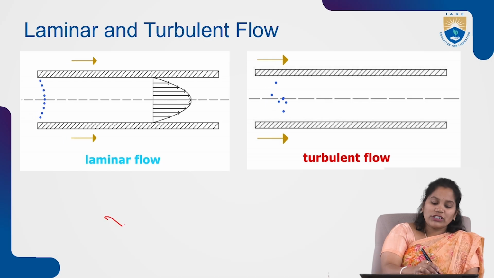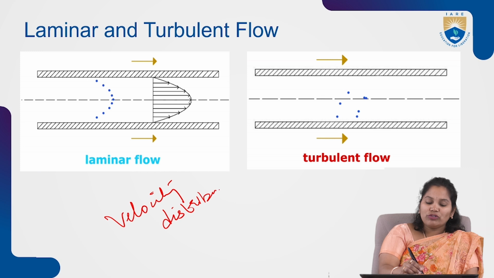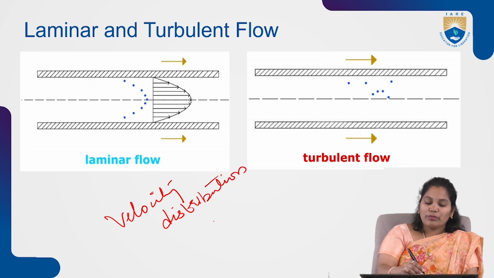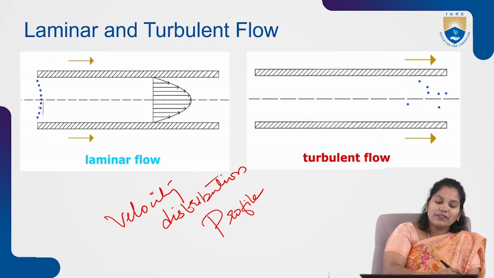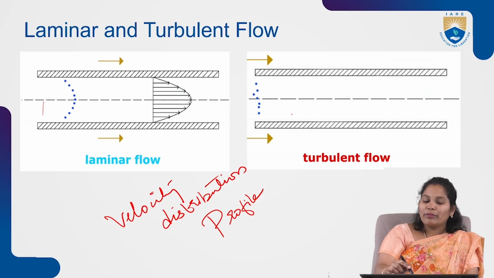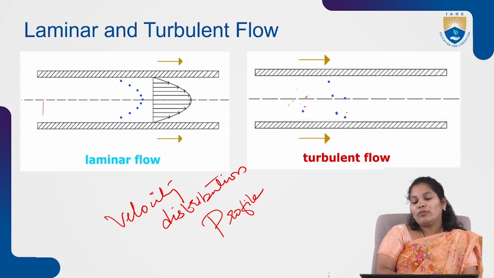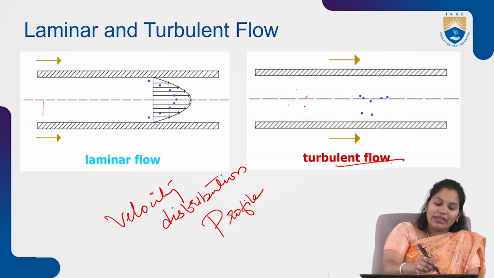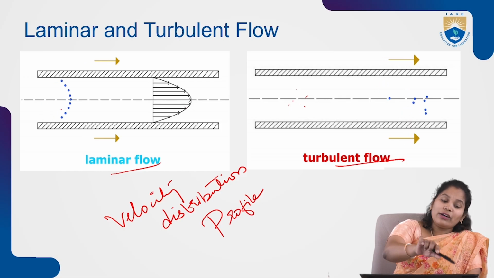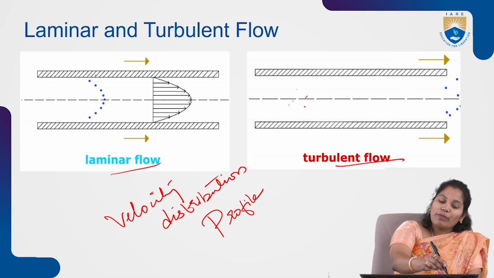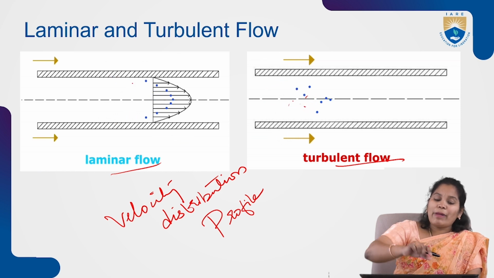See here, this is the velocity distribution diagram. Here is the velocity distribution profile. See here, all the particles are moving in their own paths, but here the particles are getting disturbed, moving from one path to another. See how the particles are moving in turbulent flows. But in laminar flow, all particles are moving in well-defined paths. Here, the velocity distribution takes a parabolic shape.